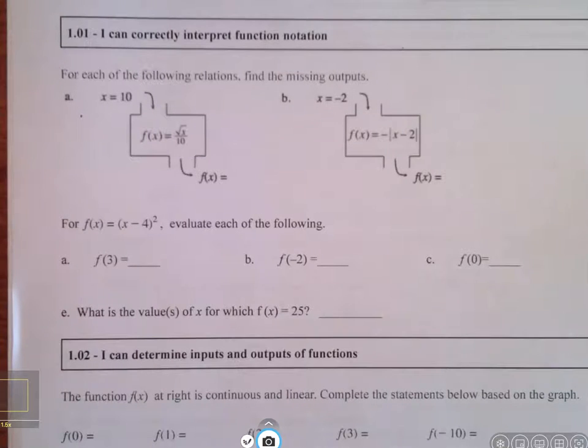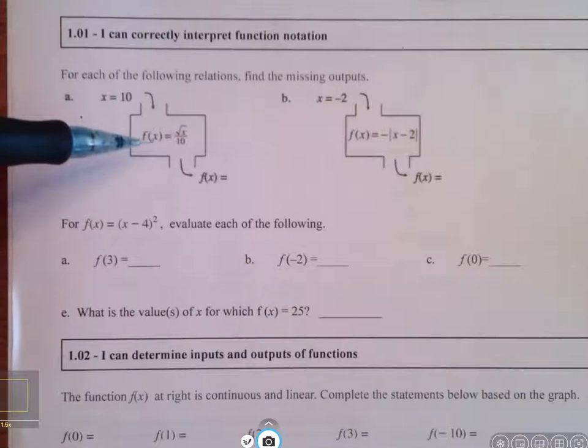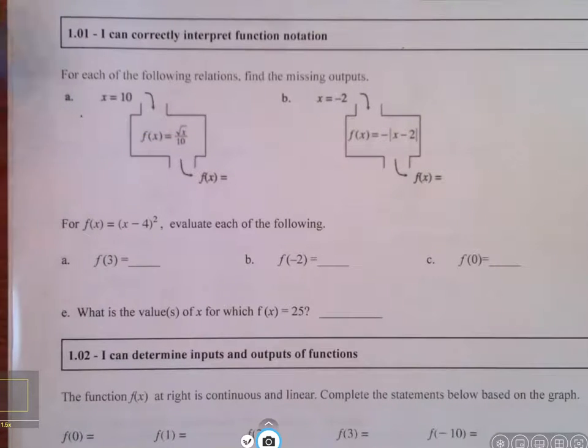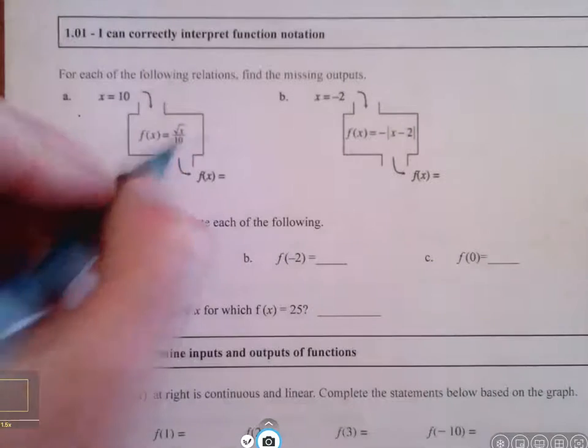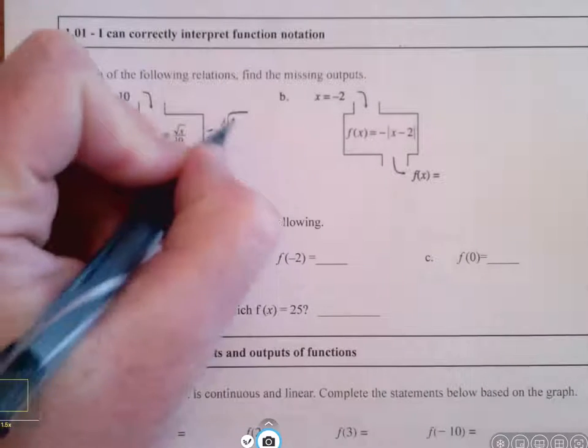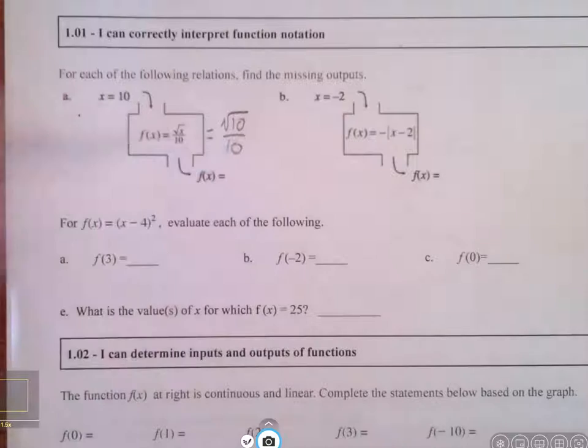1.01, I can correctly interpret function notation. For each of the following relations, find the missing outputs. Okay, so what we're being asked to do here is for f of x, evaluate when x is 10. So wherever I see x in this function, I need to plug in 10. So this becomes the square root of 10 divided by 10.